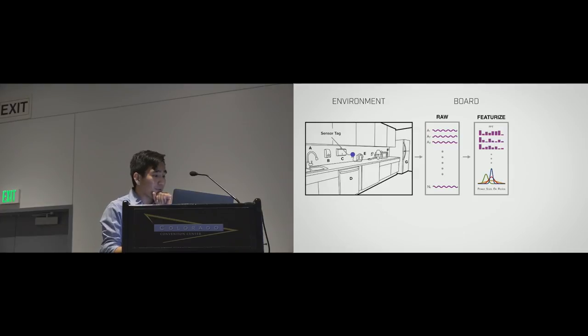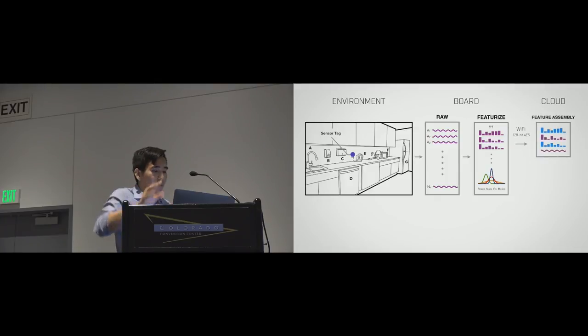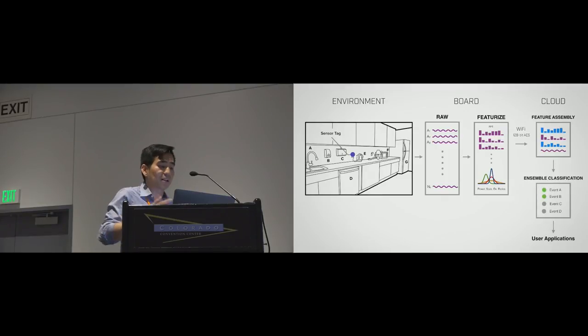Then we perform onboard featureization. We perform FFTs on our high-sampling sensors. We compute statistical features for our low-sampling sensors. These features include mean, max, standard deviation, centroid, range, sum, etc. Once that data is packed, we send it over to the cloud with 128-bit AES encryption, and we perform several server-side computations, including trigger detection and feature assembly. Then finally, the feature set is sent to an ensemble classifier.